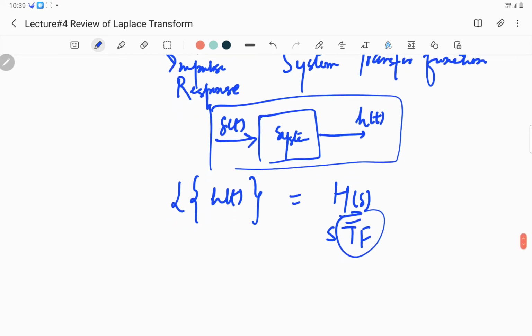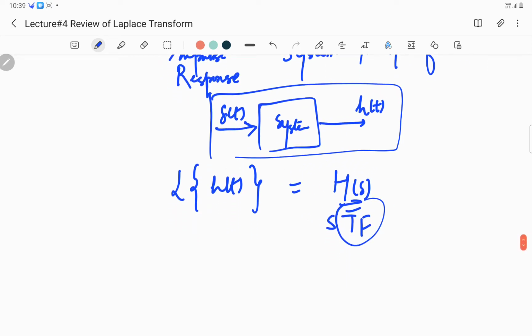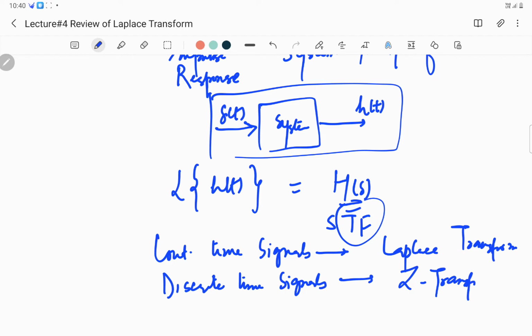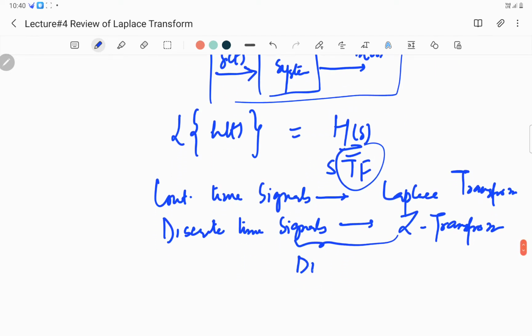Another thing that I need to tell you is that for continuous time signals, we use Laplace transform, whereas for discrete time signals, we use Z transform. This is what will be taught to you in your digital signal processing subject.